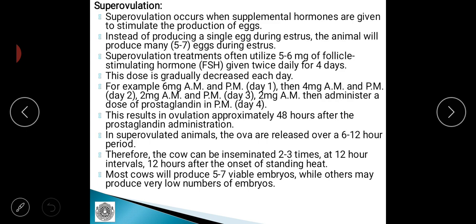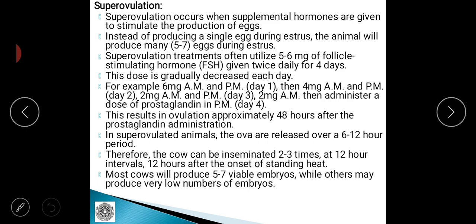Superovulation treatments often utilize 5 to 6 mg of follicle stimulating hormone, that is FSH, given twice a day for 4 days. This dosage is gradually decreased each day. For example, 6 mg in the AM and PM, that is day 1, then 4 mg AM and PM day 2, and 2 mg AM and PM day 3, and 2 mg AM.